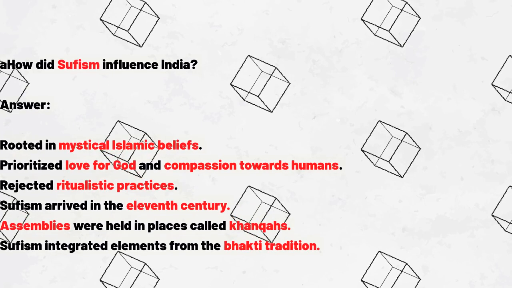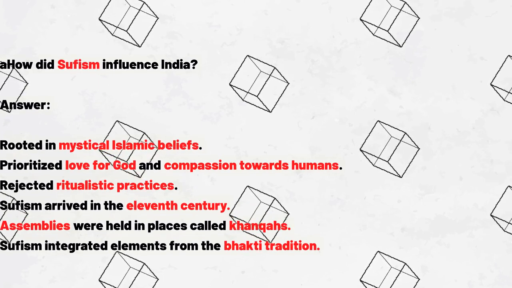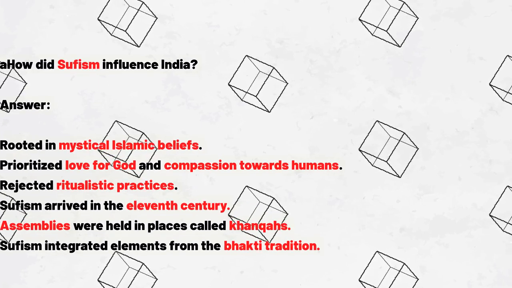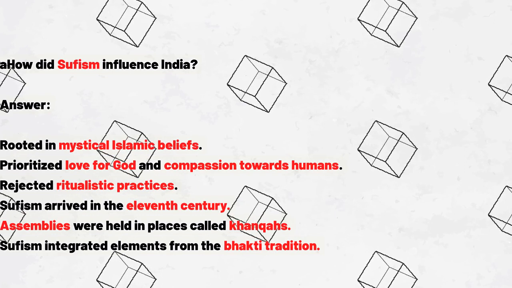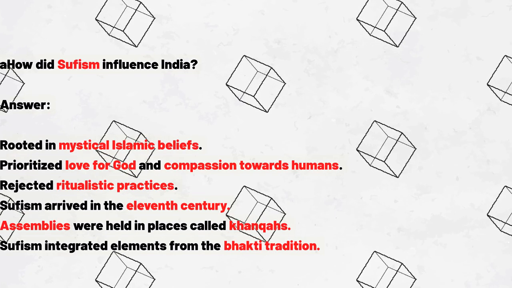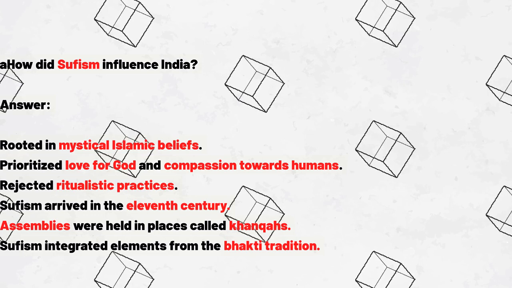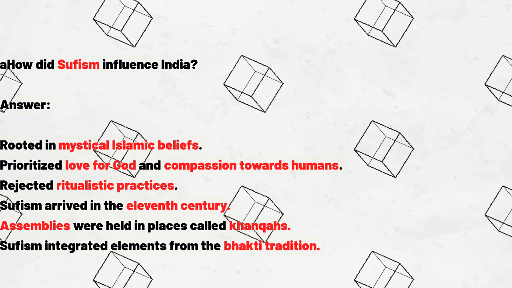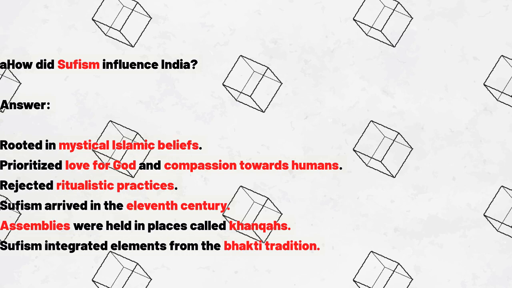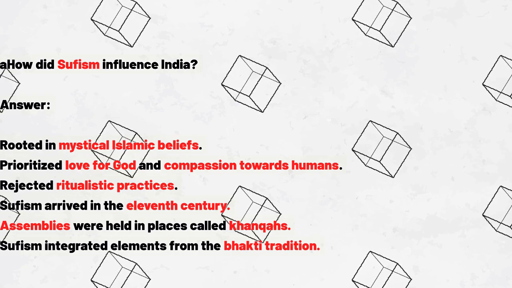How did Sufism influence India? Answer. Rooted in mystical Islamic beliefs. Prioritized love for God and compassion towards humans. Rejected ritualistic practices. Sufism arrived in the 11th century. Assemblies were held in places called khanqahs. Sufism integrated elements from the Bhakti tradition.